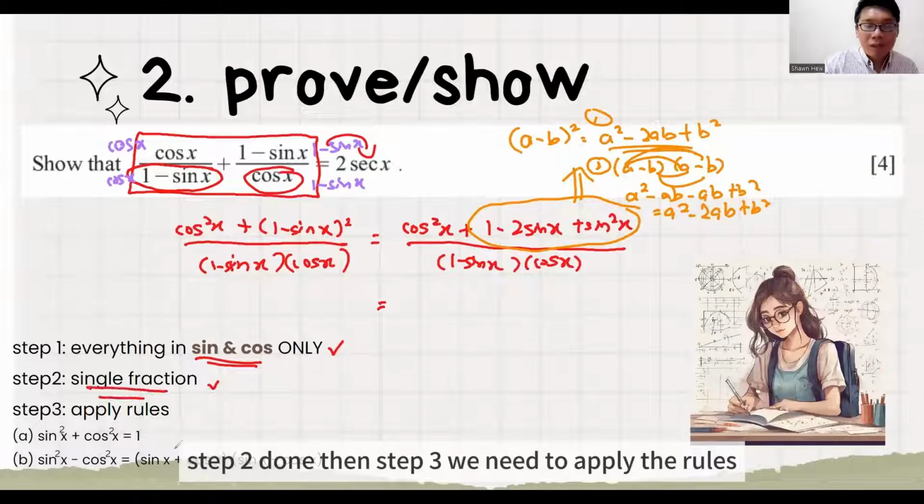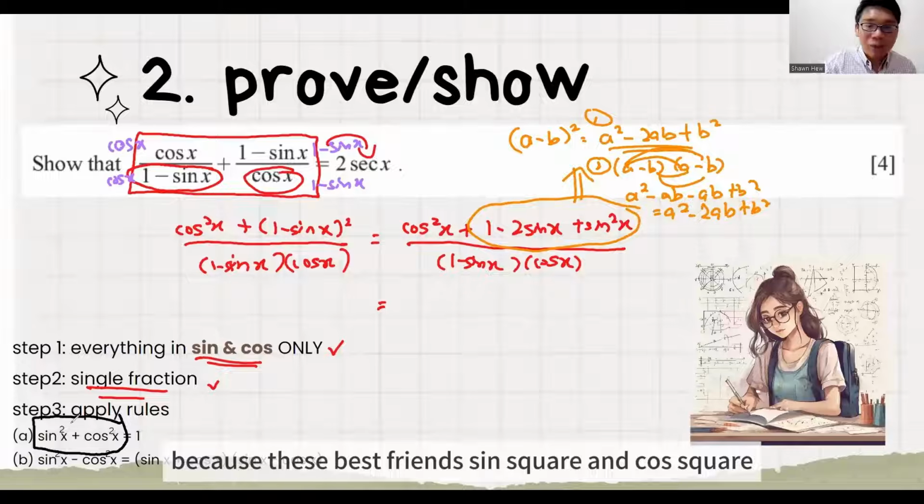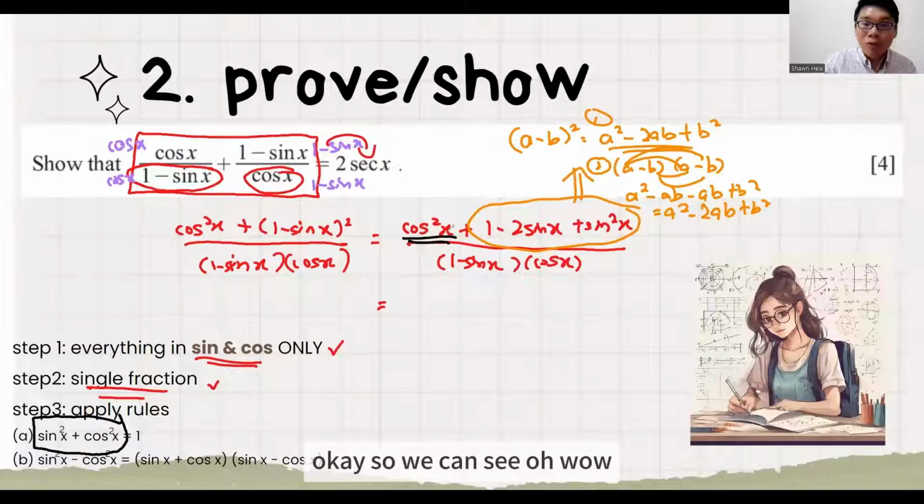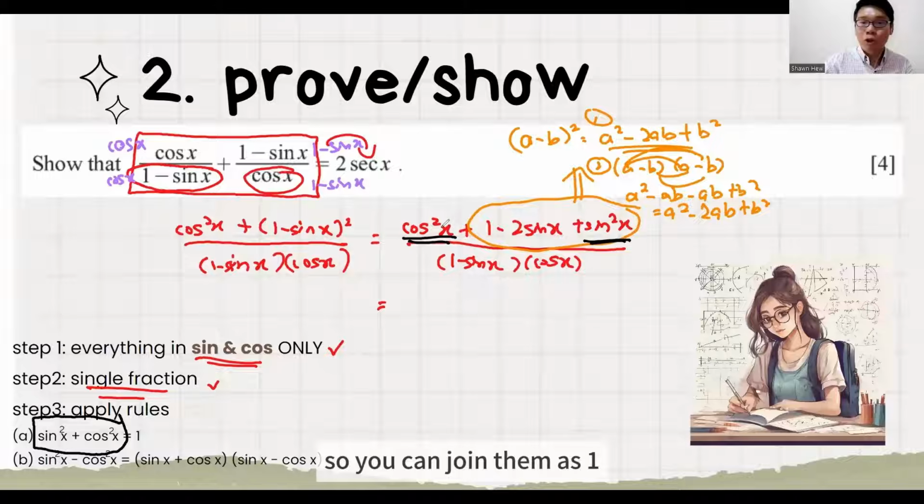Step 2, done. Then step 3, we need to apply the rules. Please go and find whether you've seen these, because this best friend, sine squared and cos squared, will make your equation much easier. So we can see, oh wow, cos squared and sine squared are here, and their relationship is plus. So you can join them as 1.